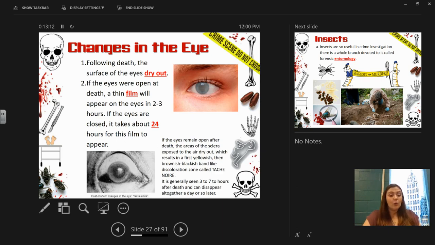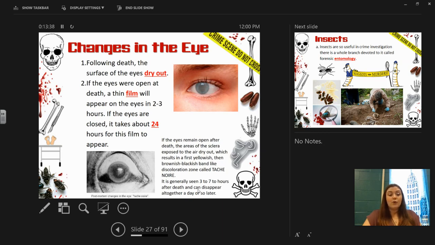Now, if the eyes remain open, the areas of the sclera exposed to the air dry out, which results in a first yellowish, then brownish, blackish band, like a discoloration zone called a tache noir. Okay, so it makes this little line across their eye. It generally is seen 3 to 7 hours after death and can disappear altogether a day or so later.